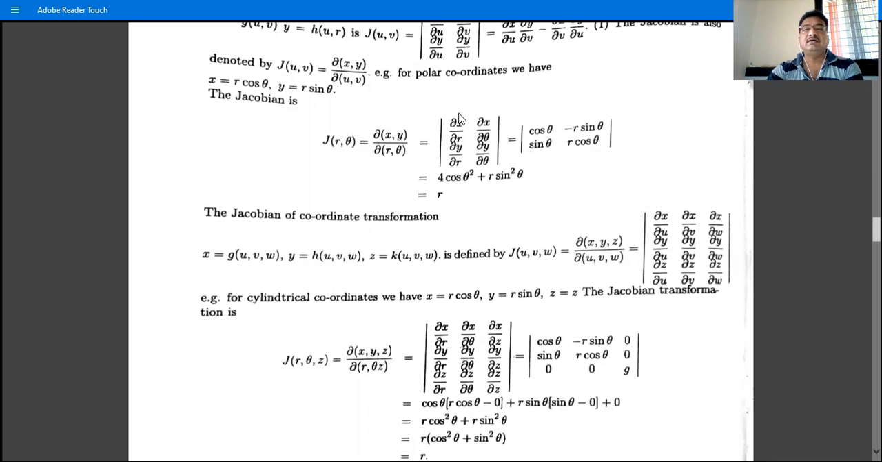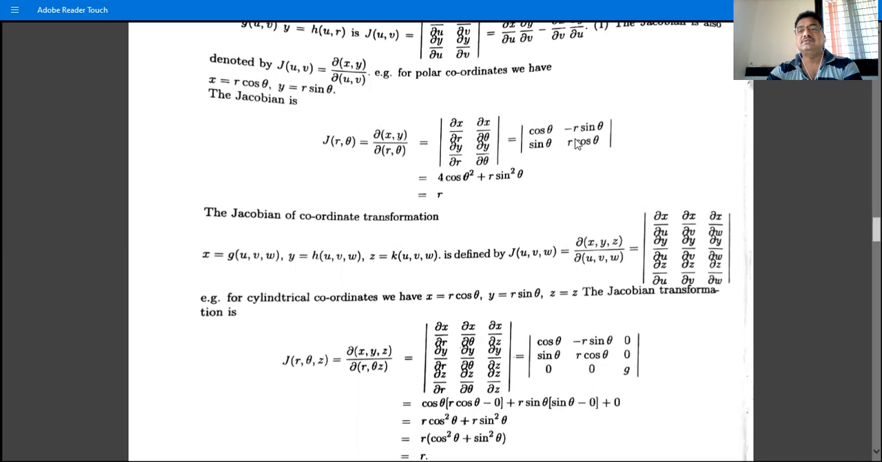Then ∂x/∂r, the derivative, is cos theta. Similarly, ∂x/∂theta, with r constant, the derivative of cos theta is minus sin theta, so it is minus r sin theta. Similarly, ∂y/∂r is sin theta, and ∂y/∂theta is r cos theta.